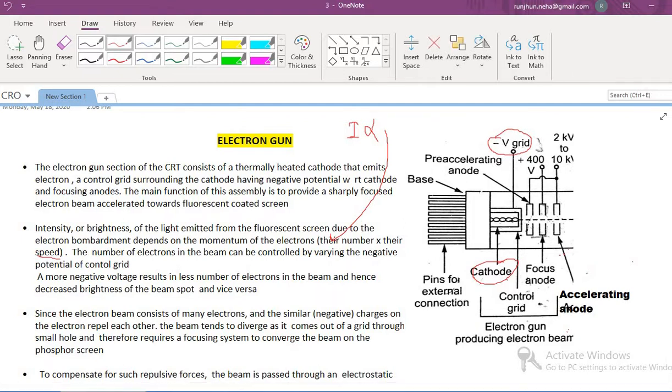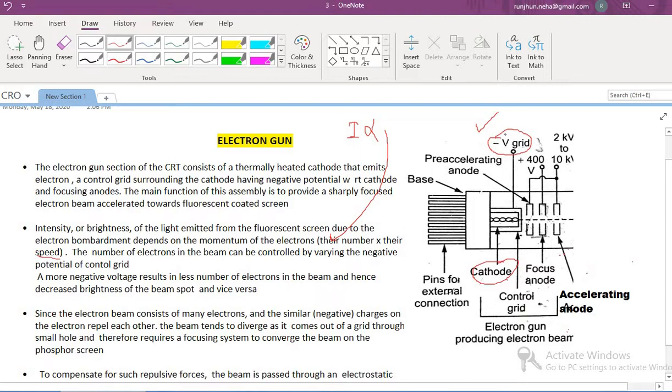So, the intensity depends upon the cathode current, which in turn depends upon the momentum, which is the product of two quantities, the number of electrons and the speed. Since it's difficult to control the speed, we basically focus on controlling the number of electrons for controlling the intensity. Now, the number of electrons in the beam can be controlled greatly by varying the negative potential on the grid, shown here. Now, how is it possible?